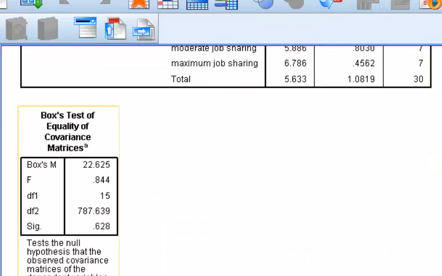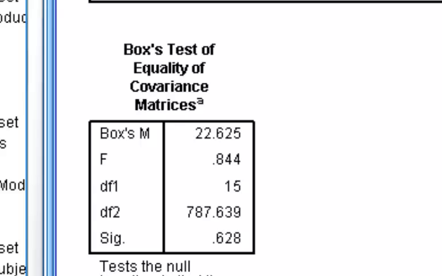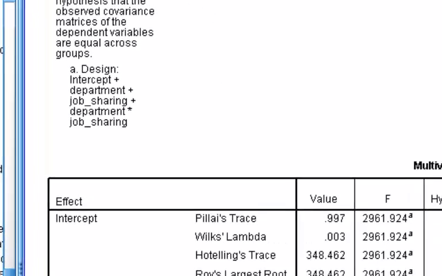And there's our Box's M test. So the significance level here, this number would have to be less than 0.001, which it's not. So we did not violate the homogeneity of variance. Yay. So now we can go ahead and interpret this MANOVA.